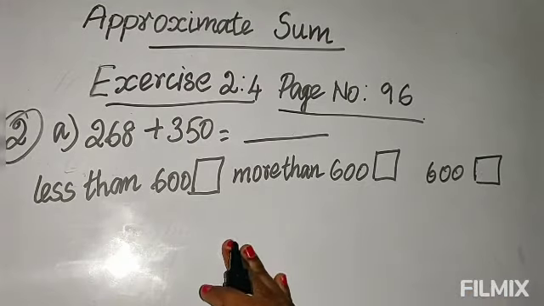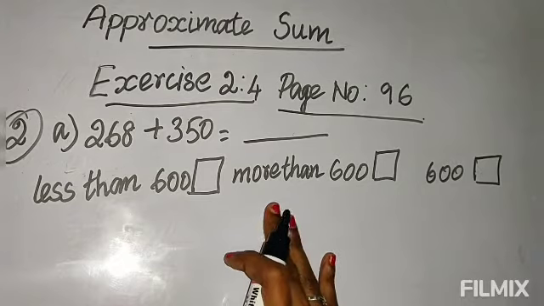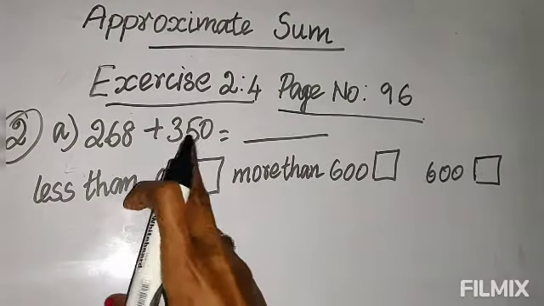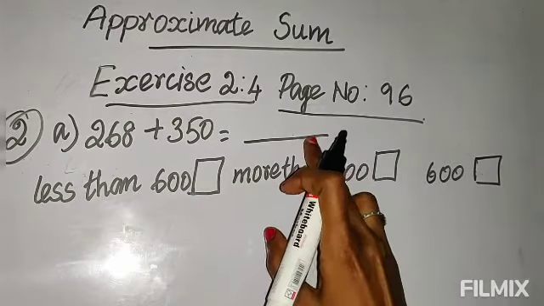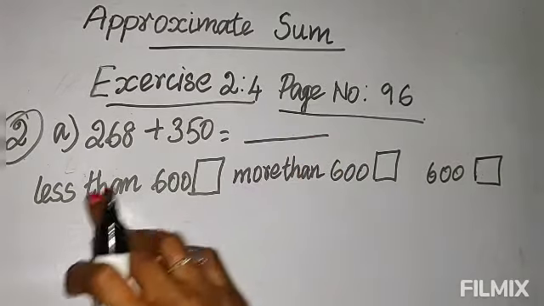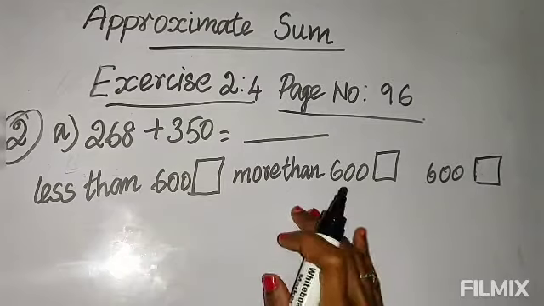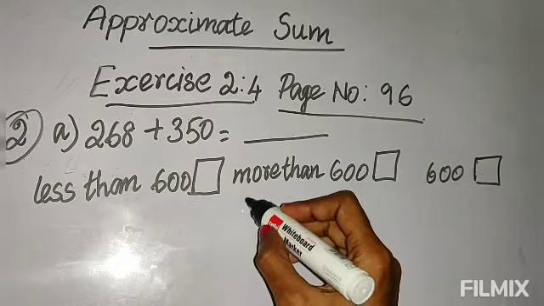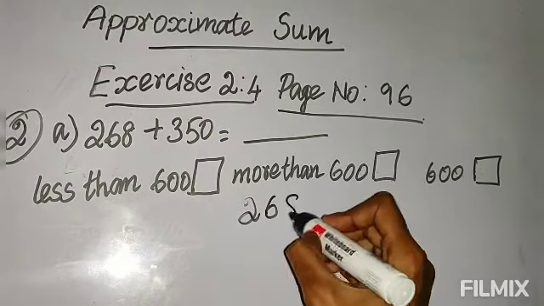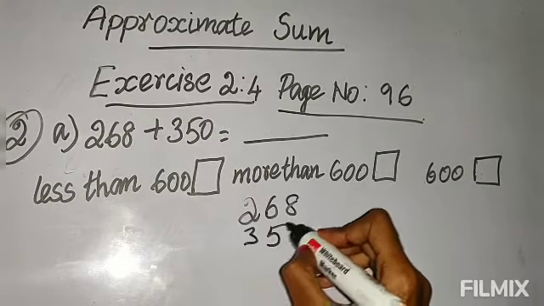In your exercise, the approximate sum is given like this: 268 plus 350 equals dash. Here you have to write the actual sum in the dash, and you have to tick the approximate sum. So let's find the actual sum first. It is 268 plus 350.